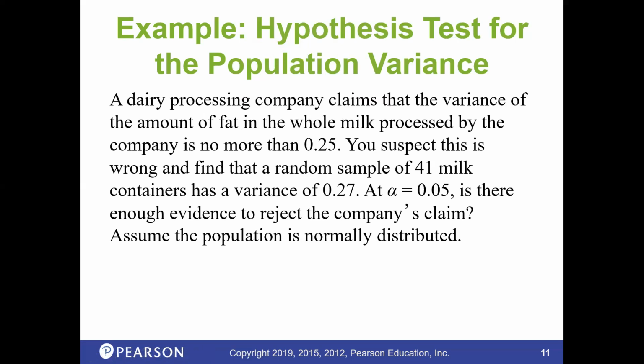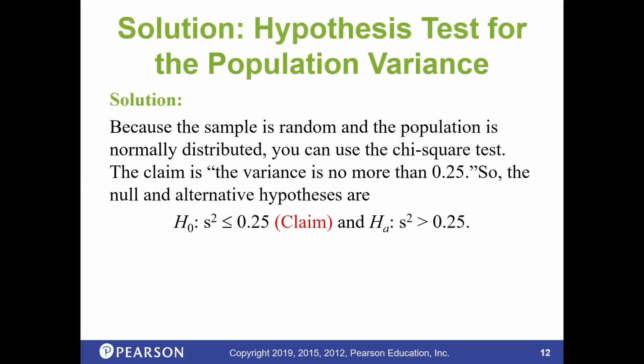All right, let's see if this makes sense. Because the sample is random, population is normally distributed. Yes, that's cool. We can use the chi-squared test. Here's our claim. The variance is no more than 0.25. No more than 0.25. So it could be 0.25, right? Or less. So null hypothesis. And remember, variance is the square term of a standard deviation, right? So it's S squared is what we're using now. Less than or equal to 0.25. That's our claim. Alternative hypothesis says that the variance is going to be greater than 0.25. That's it.